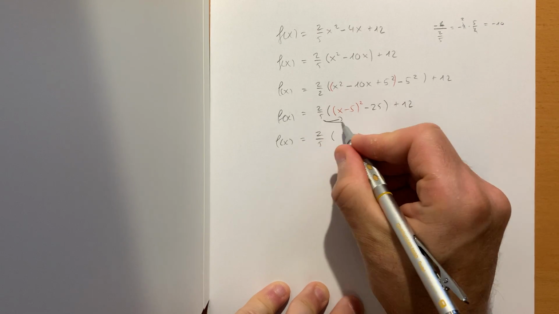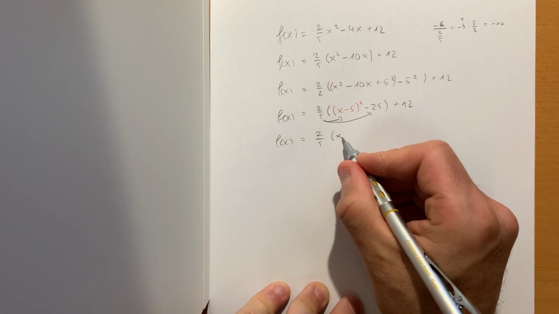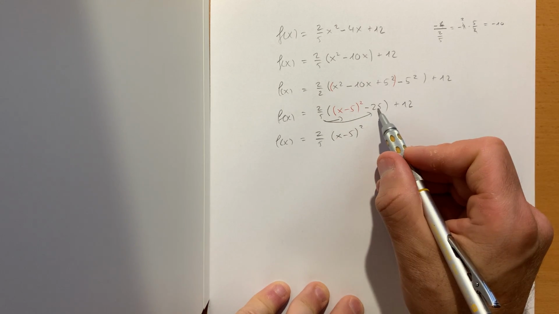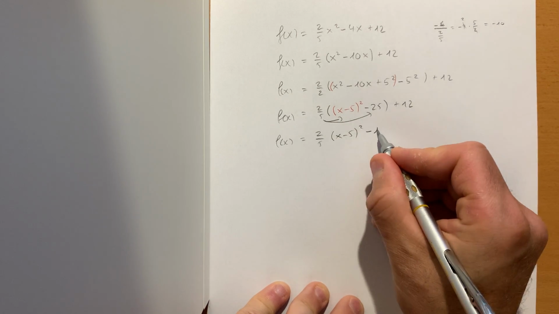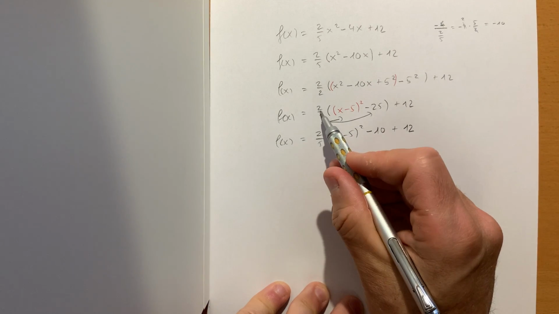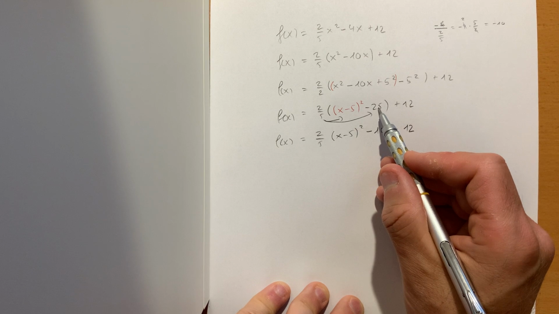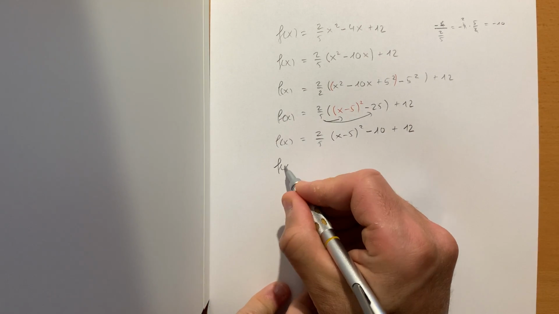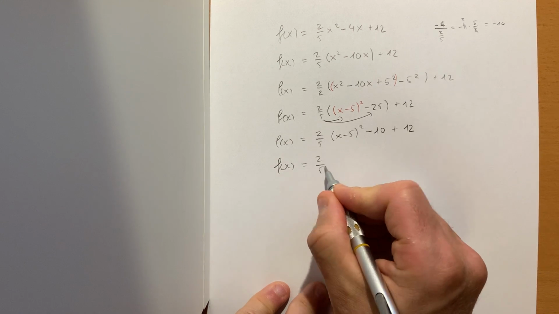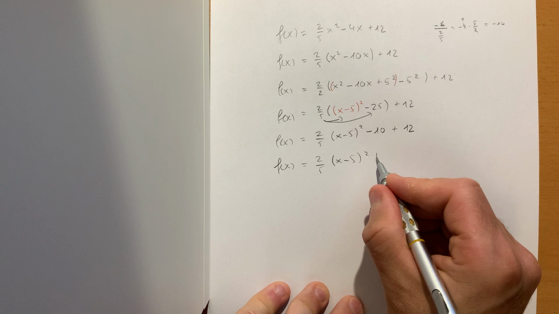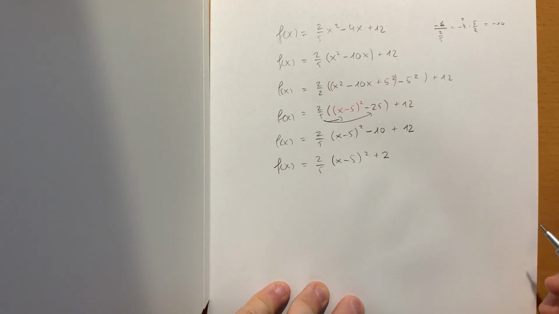And then f of x is 2/5. We distribute x minus 5 squared, and then 2/5 times this, that's minus 10 plus 12. Why is it minus 10? You divide it by 5, that's minus 5. You multiply it by 2, that's minus 10. So what we're going to get is 2/5 x minus 5 squared plus 2.